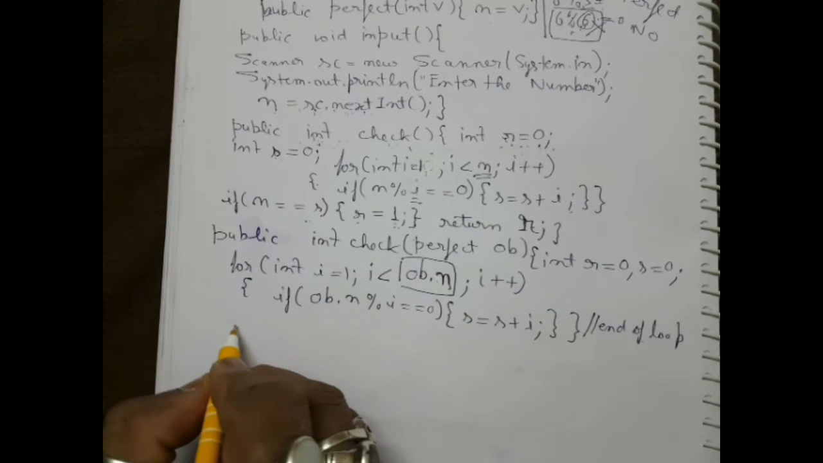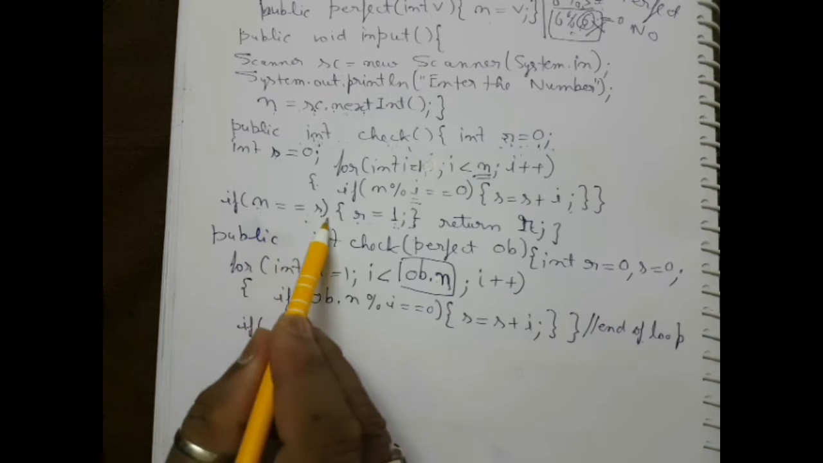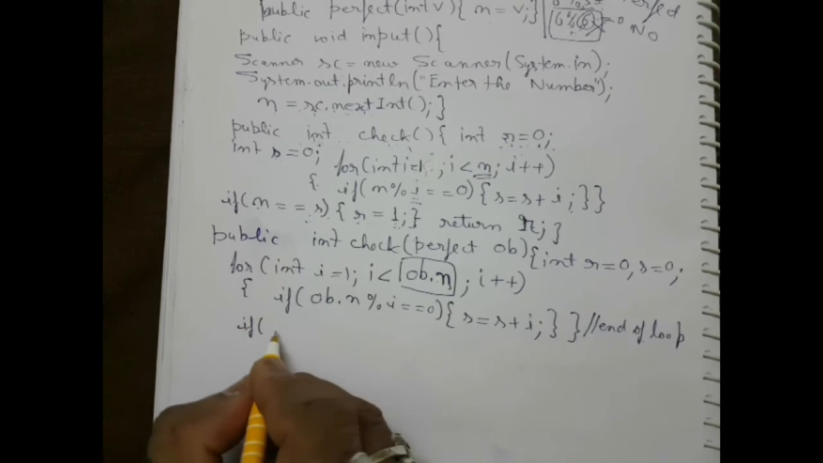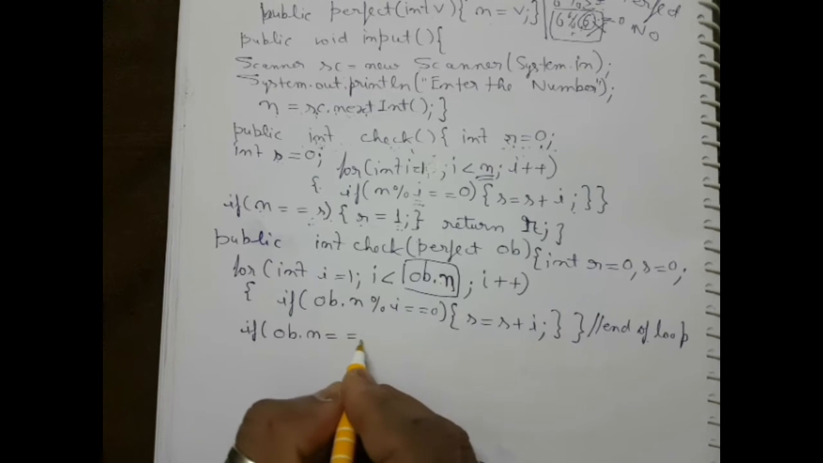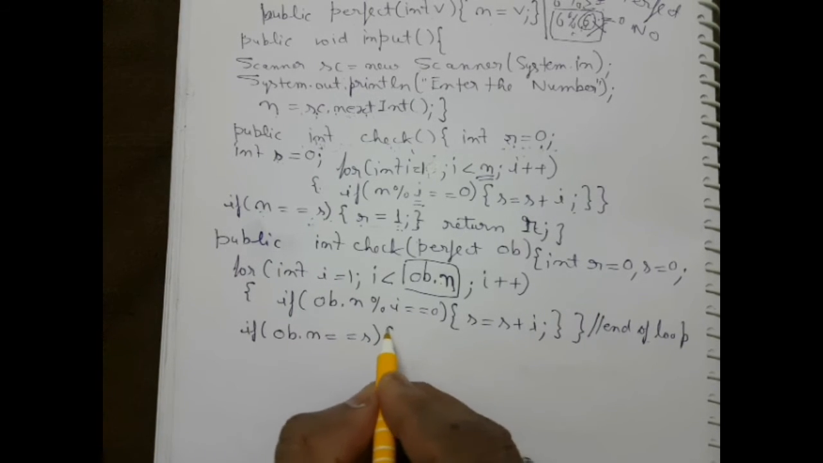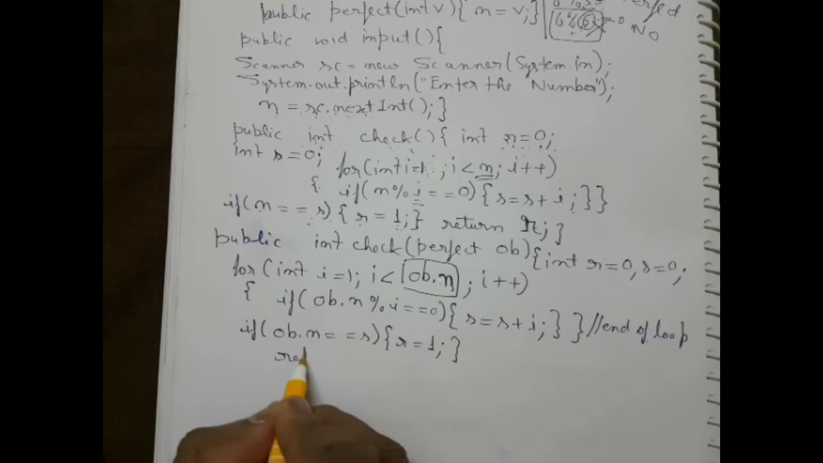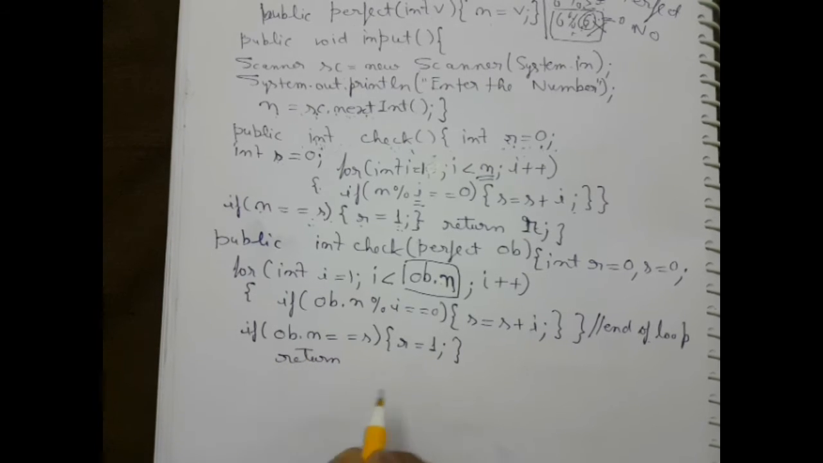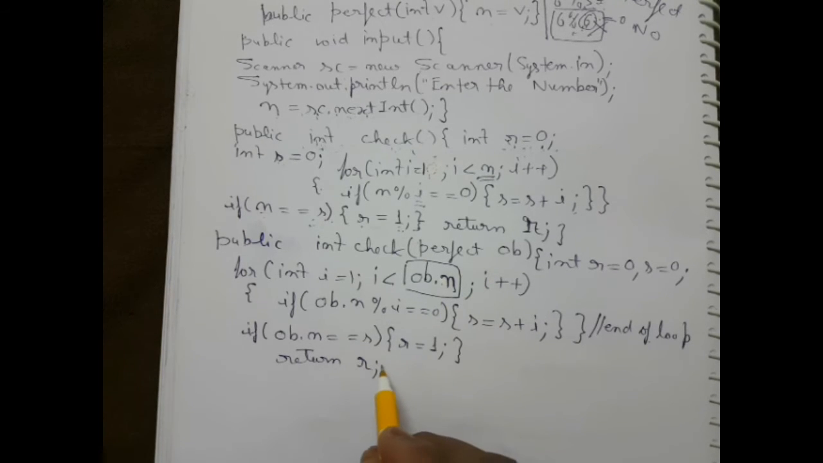Now same statement but with a small difference where I have to check number is equal to S. So we'll write here OB dot n equals to S. Right, if they are equal, then R equals to 1. Alright, now the last statement will be return what? Return R. Okay, so same explanation is there for this also.